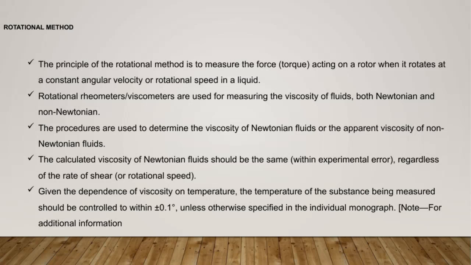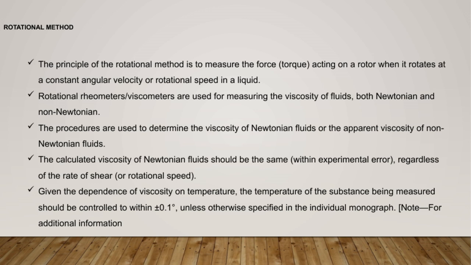The principle of the rotational method is to measure the force, or torque, acting on a rotor when it rotates at a constant angular velocity, or rotational speed, in a liquid. This approach is fundamental because it allows us to determine the viscosity of fluids by observing how much torque is required to keep the rotor spinning steadily. Rotational rheometers and viscometers are the main tools used here. They're versatile because they can measure the viscosity of both Newtonian and non-Newtonian fluids.